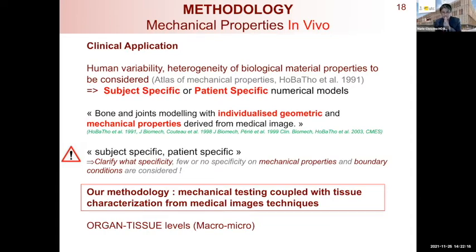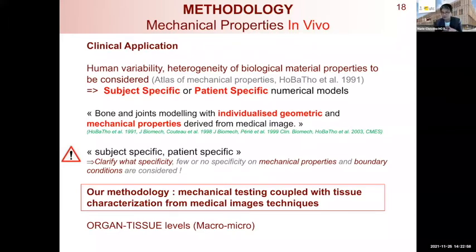I also want to remind you that a lot of people are talking about subject-specific and patient-specific. I think that sometimes you have to clarify what the specificity is, because most people are using medical image. If it's geometrical, everybody knows how to do that because this is the input data. But there is little work on specificity of mechanical properties and also on boundary conditions. So our methodology, or our secret somehow, is that we are developing mechanical testing coupled with tissue characterization derived from medical image techniques. This is the way of doing it.